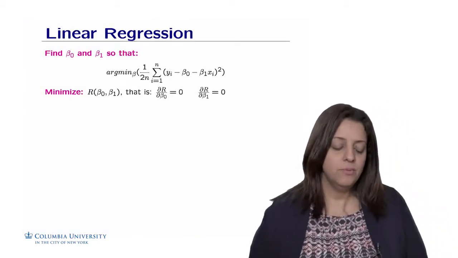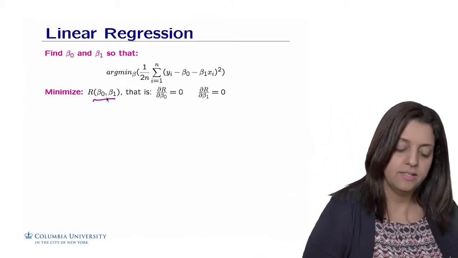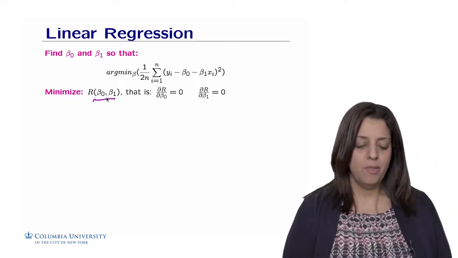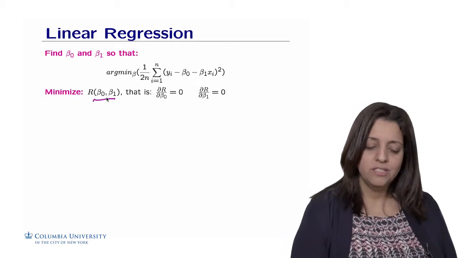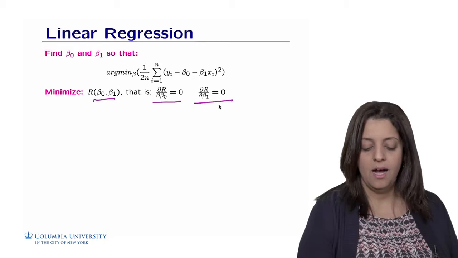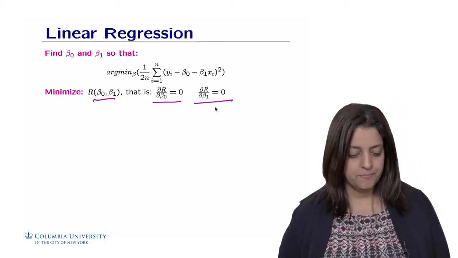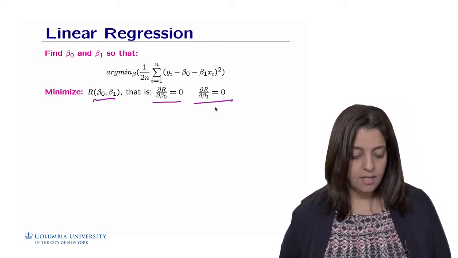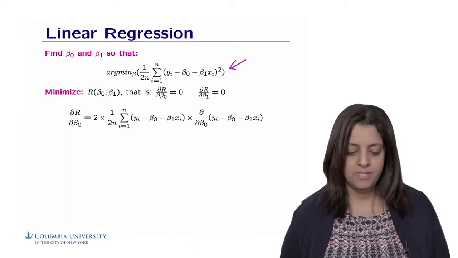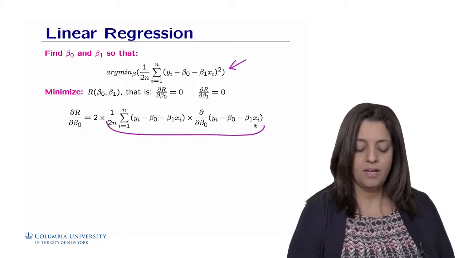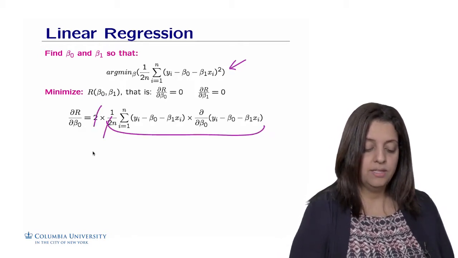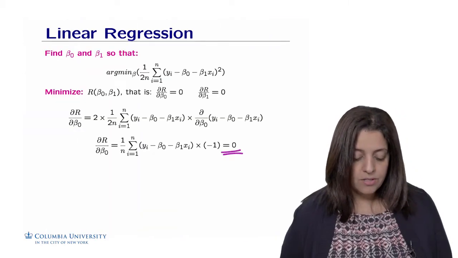So we want to minimize a risk function R, which is a function of beta 0 and beta 1. To minimize this function, which means looking for the bottom of the bowl, we need to set the partial derivative of R with respect to beta 0 to 0 and the partial derivative of the risk R with respect to beta 1 equal to 0. So I'm going to do some calculations here. The partial derivative of the risk function R with respect to beta 0 could be stated as this. This would be the derivative of this function. We see that the 2's will cancel.